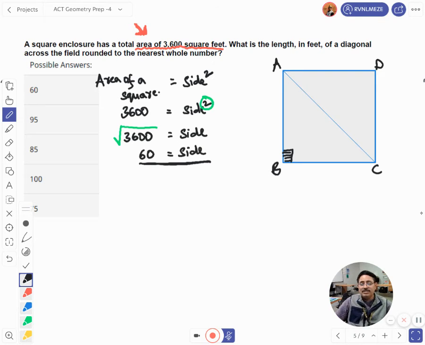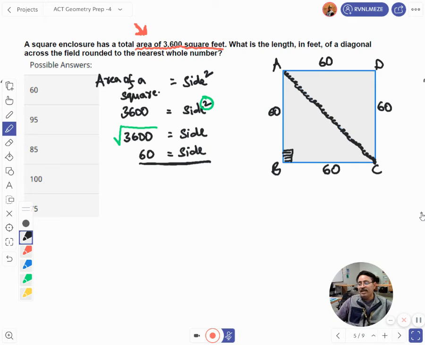So, in this square, I know that side is 60, this side is 60, this side is 60, and this side is 60. Now, how is it connected to the diagonal? We have to figure out what is the length of this one. Now, instead of taking the entire square, just assume that you are taking only some part of this one.